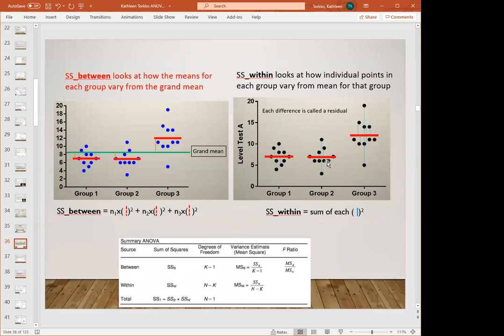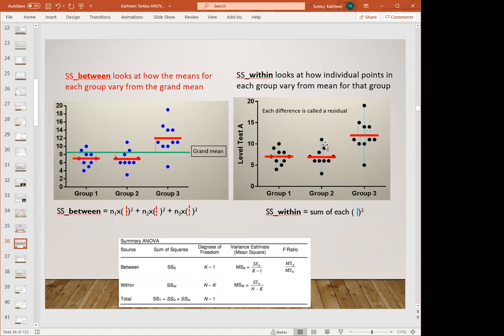The sum of squares within is a little hard to see here, but it's like you calculate the residuals. You're looking at how each of these data values differs from the mean for that group. Again, you sum the square of each of those differences and you sum it across all the groups. It's all put into one sum of squares within.